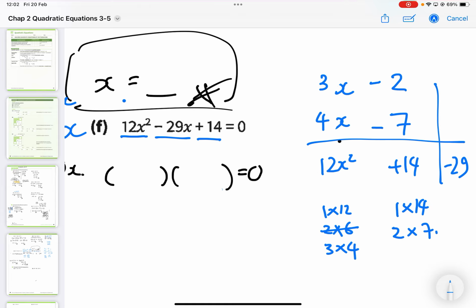Then double check. 2 times 4, 8. 3 times 7, 21. Add together minus 29x. Just nice. So my two factors, the two brackets, are 3x minus 2 and 4x minus 7.